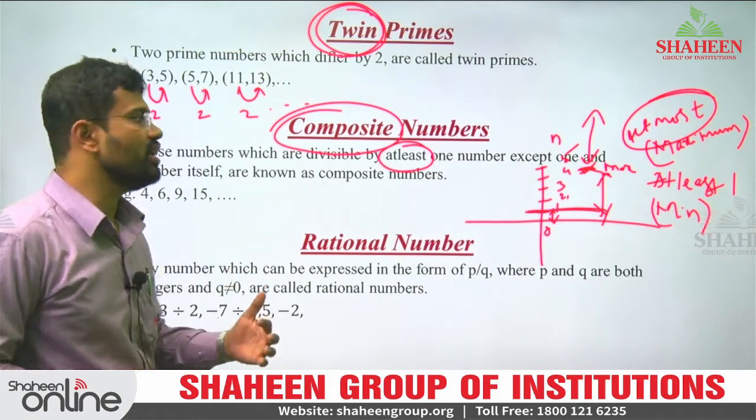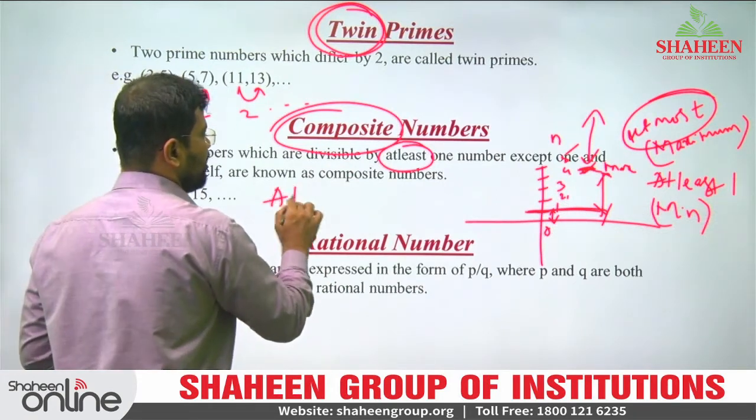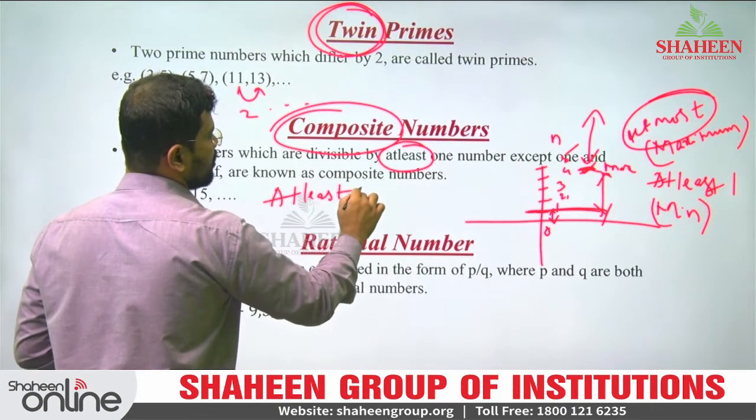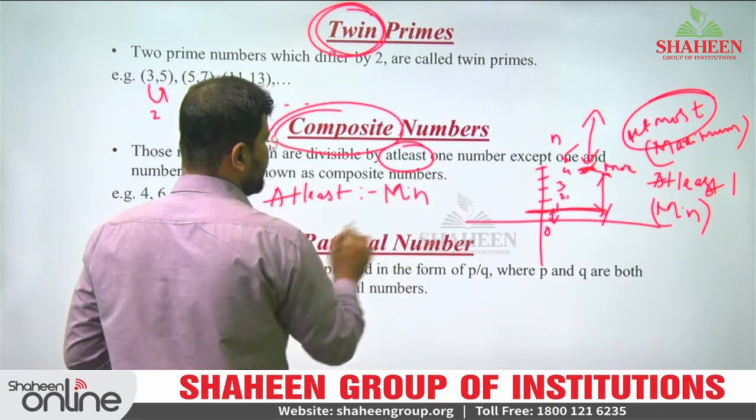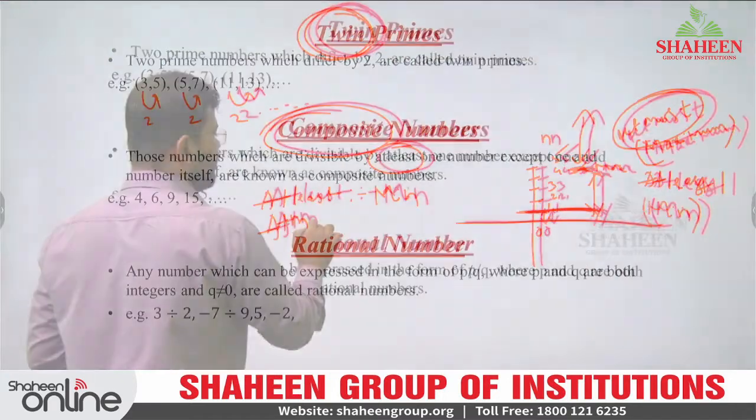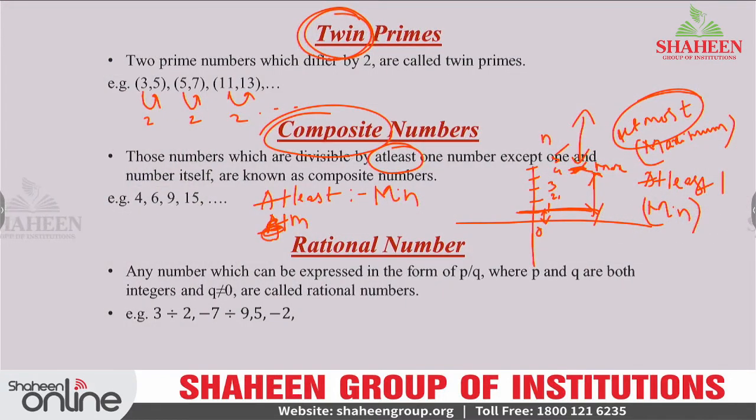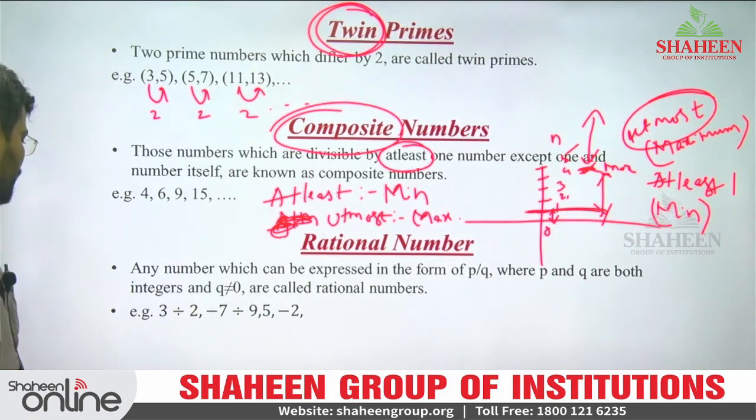The word at least is minimum. The word at most is maximum. The word at least and at most.